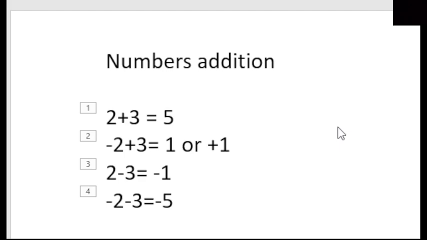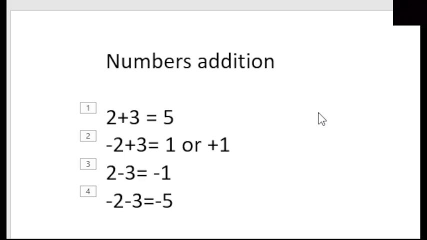First of all, there are two types of addition and subtractions. One is numbers, and the other one would be letters. With letters, it's a bit different, but with numbers, it's quite simple. No issues in addition, especially if you look at it, 2 plus 3 is equal to 5. It's a very simple arithmetic operation.